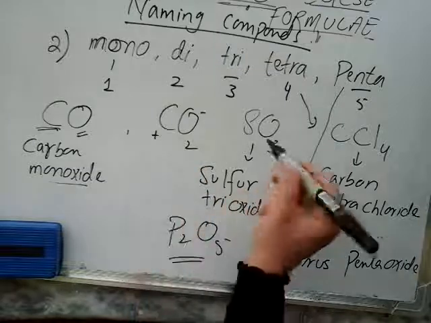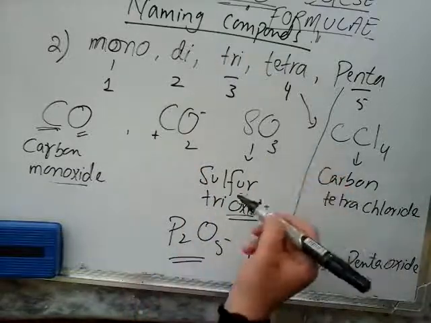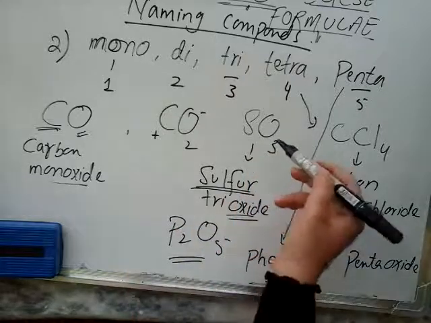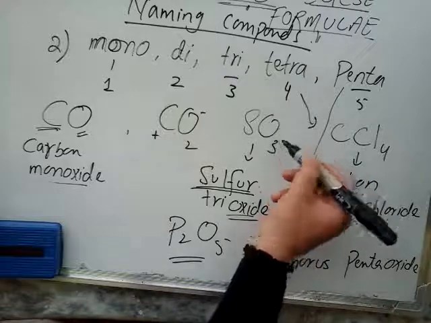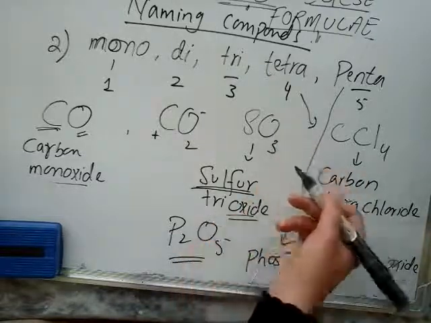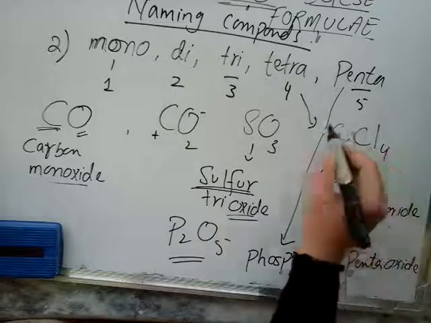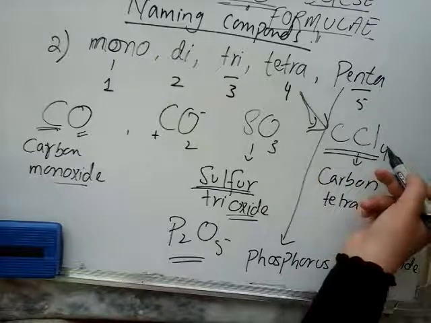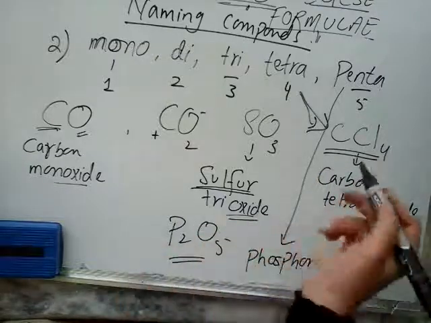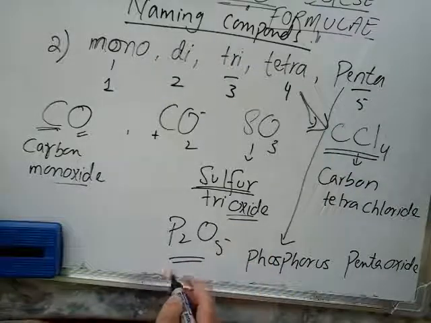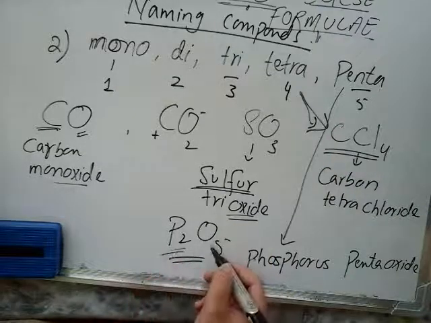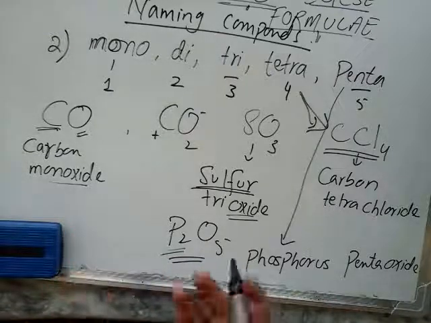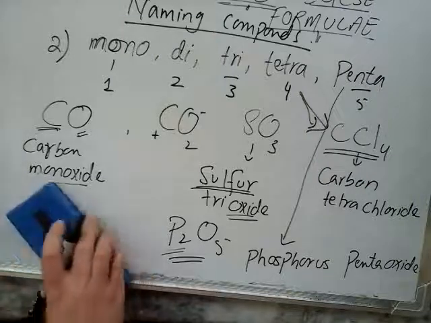Dioxide, carbon dioxide, sulfur trioxide. Okay, 3 oxygen is present. The first name is written as it is, the name of the element itself, and the second element consists of 3 atoms of oxygen, trioxide. The same way, carbon tetrachloride, tetra 4 means that this compound consists of 1 carbon and 4 atoms of chlorine. The same way, this P2O5, 2 phosphorus and 5 oxygen. So phosphorus pentoxide. Is that clear? So this is how we can name and write the formula of compounds.